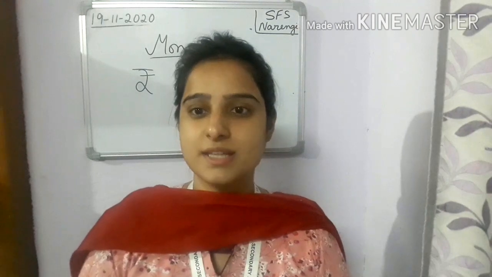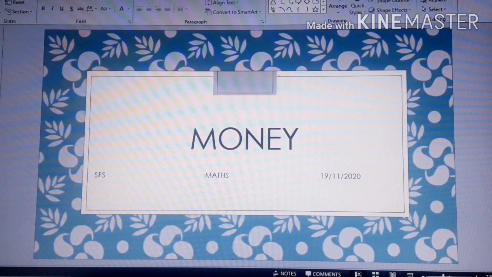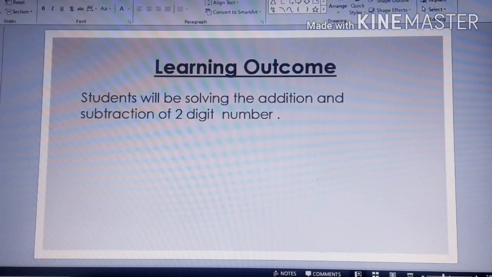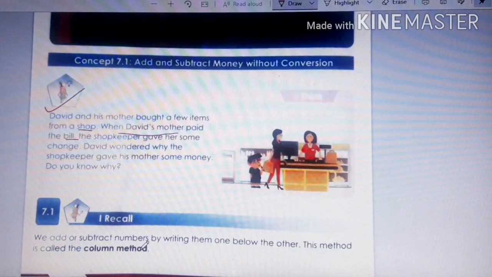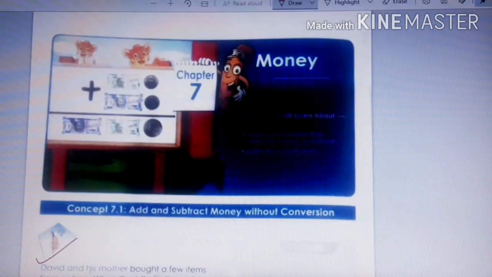Let's start the class. Take out your maths book. So children, let's start with our new chapter, money. The learning outcome is, children, students will be solving the addition and subtraction of two-digit numbers. This is a kind of recall of addition and subtraction of two-digit numbers, which you all know how to do, right? So, let's start. You can take out your maths textbook. So, we'll start with our new chapter 7, money.